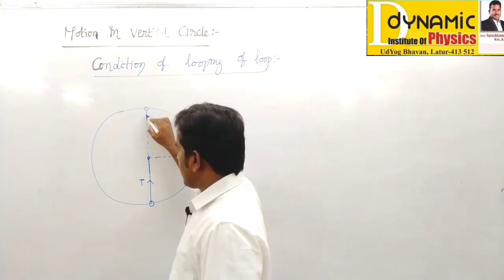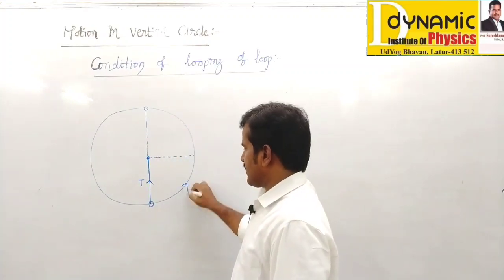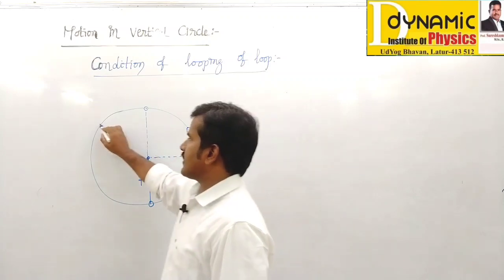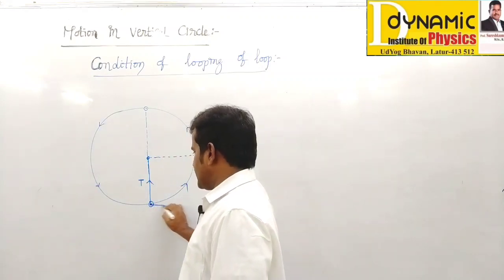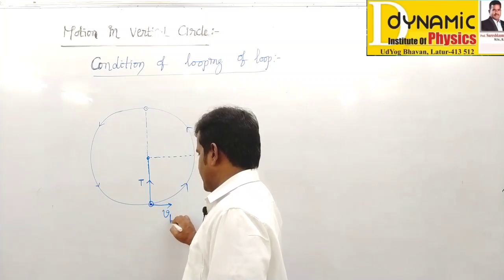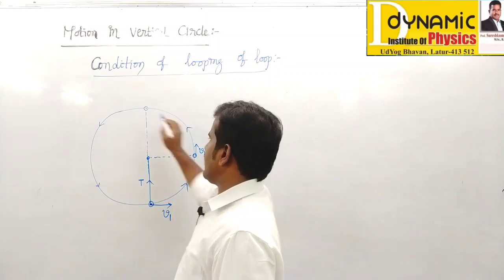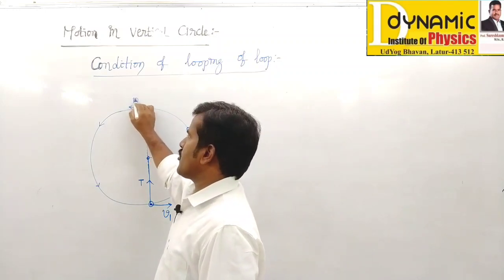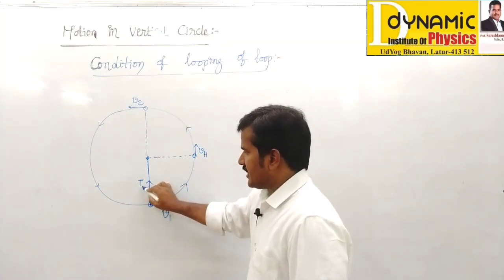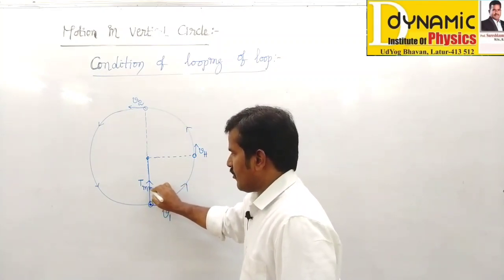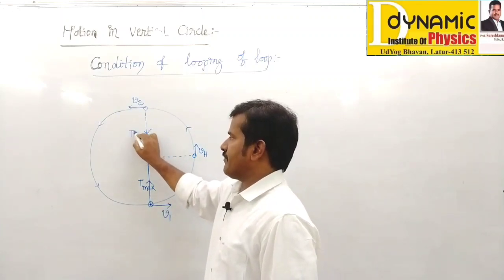Then what is the minimum tension in this vertical circle? In this vertical circle, we want the minimum possible tension. The velocity at the lowest position is v1, the velocity at the horizontal position is vh, and the velocity at the topmost position is v2. So here the tension T is maximum at the lowest position, and at the topmost position the tension becomes minimum.